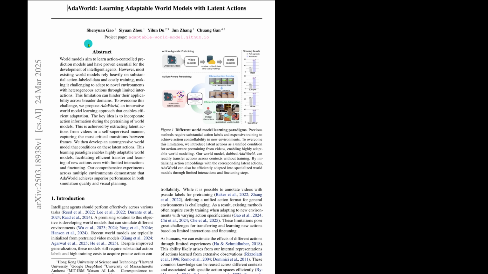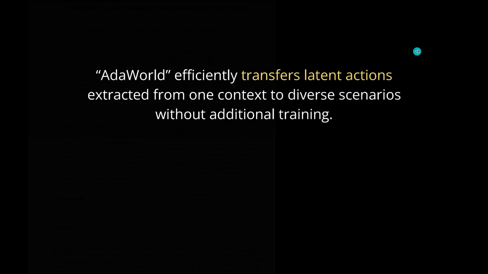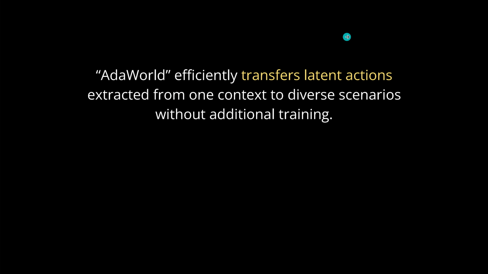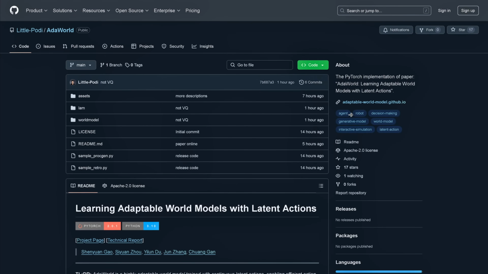As you can see here, we have a PhD student in their third year at Hong Kong University of Science and Technology, and the other authors are from Harvard University, Google DeepMind, University of Massachusetts, MIT-IBM, and everything else. So what we have in essence with this model is that we can now transfer latent actions from one context to diverse other scenarios without additional training, because we have the diffusion model.